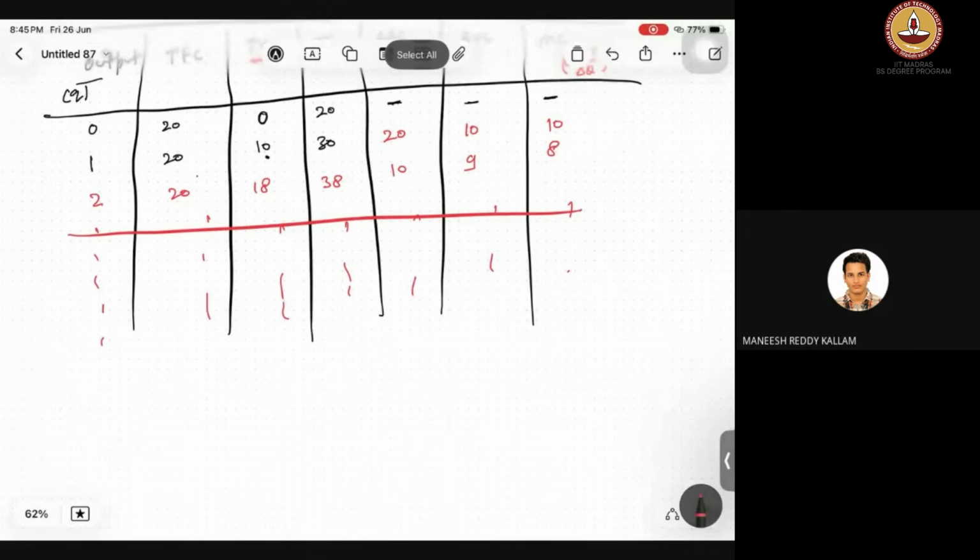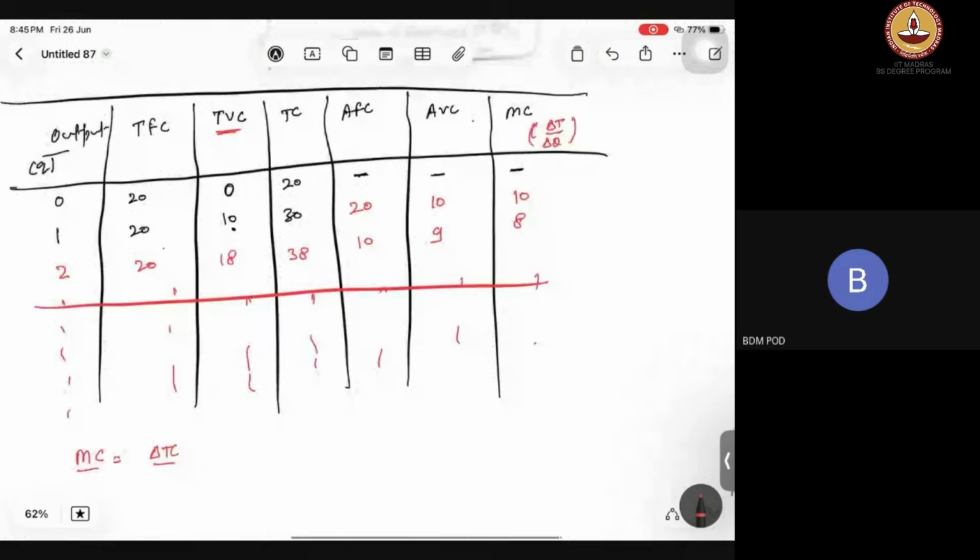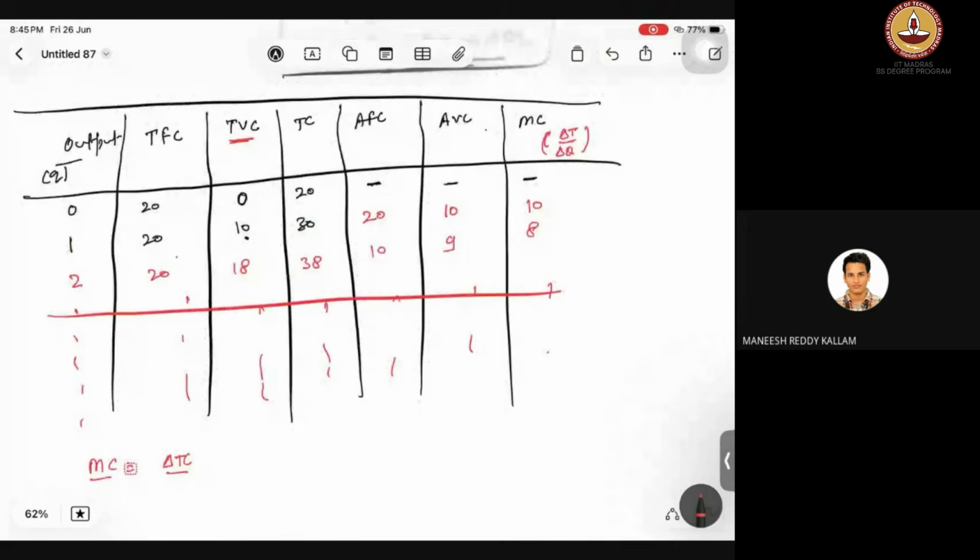Sir, sorry for interrupting, but you said the change in the total cost divided by the quantity we are producing, right? Yeah, change in the total cost divided by the change in output. So the change in total cost is 8 by 2, it should be 4, right? Where? The total cost change between one quantity and two quantity is 8. With this change in quantity, the fixed cost should also change?